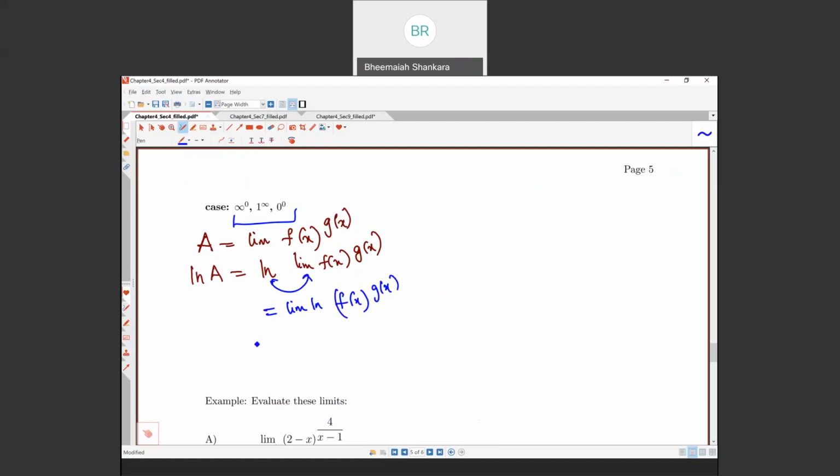Now you can write this as a limit g of x times ln of f of x. So what you're doing is you're trying to rearrange the function here so that you get a nice neat format. The formula I used here is, if you have a natural log of the function m to the exponent n, this exponent n can be brought to the front, so it becomes n times ln of the function m. So that's what we did here.